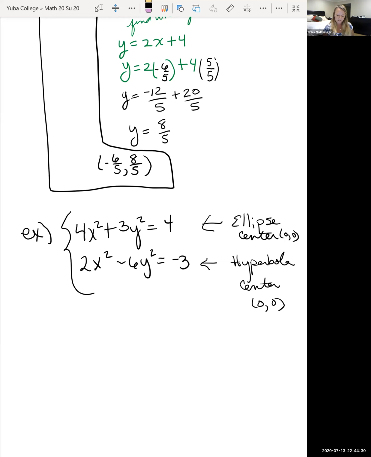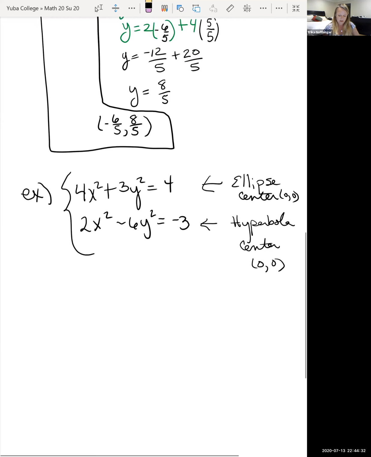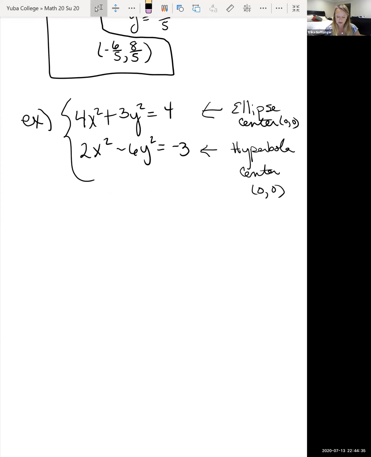They're almost in standard form. They're not set equal to 1. So they have to be set equal to 1, and the coefficient in front of the x squared, y squared has to be 1 in the numerator. So I could divide all terms of this first equation by 4. If we divide everything through by 4, we'll get it in that form.